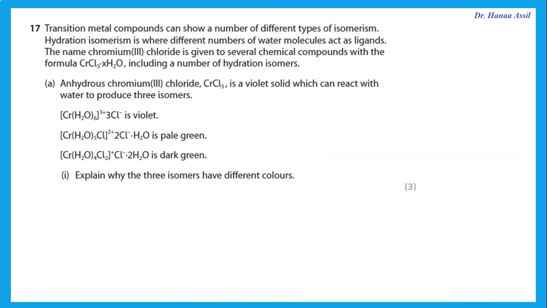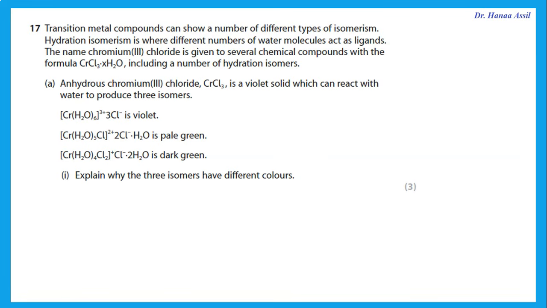Question 17 says transition metal compounds can form a number of different types of isomerism. Hydration isomerism is where different numbers of water molecules act as ligands. The name chromium 3 chloride is given to several chemical compounds with this formula. So this is chromium 3 chloride, but we have different numbers of water molecules acting as a ligand. This includes a number of hydration isomers.